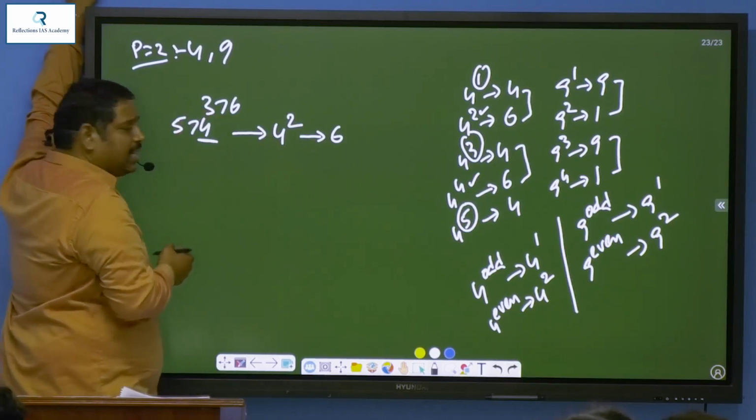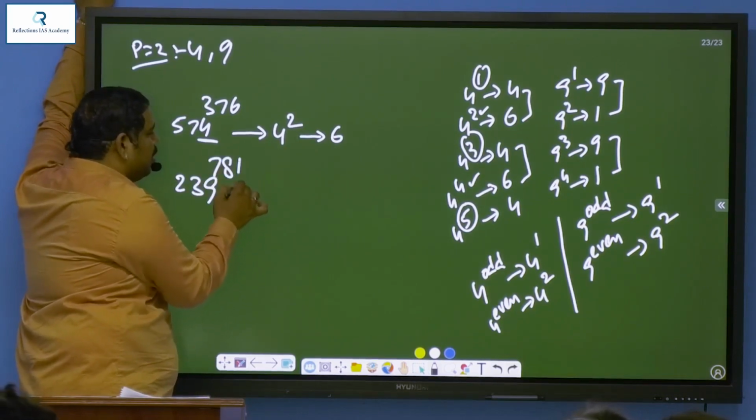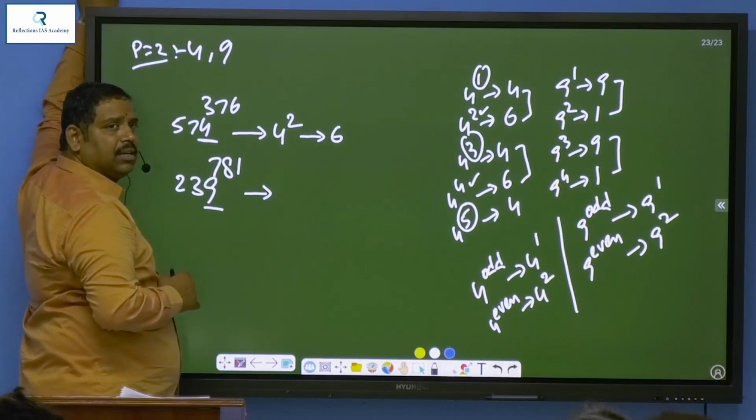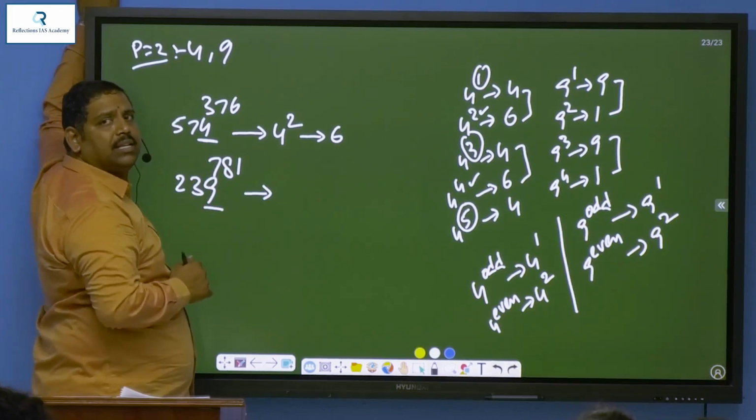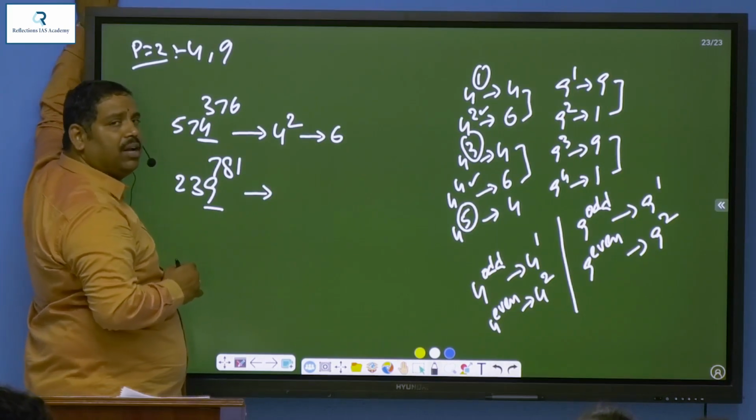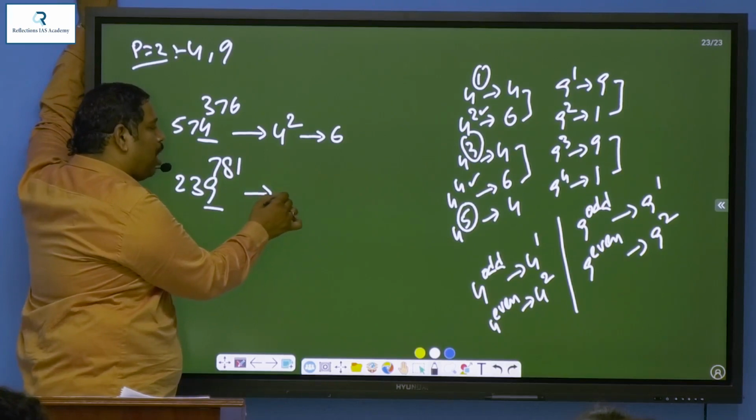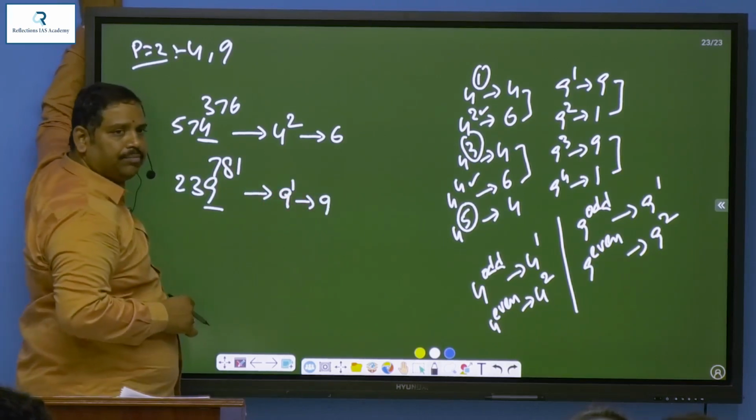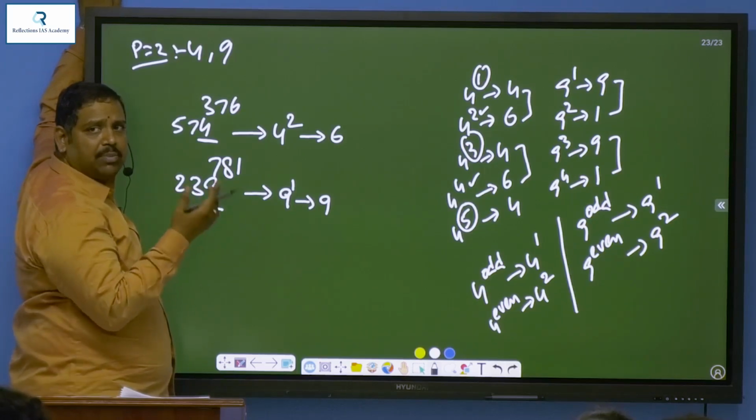Okay? Right, suppose he gave 239 power 781, units place is how much? 9. 9 means periodicity is 2. 2 means we have to verify whether the power is even or odd. Okay, power is odd. 9 power odd means units place will be 9 power 1, that is equal to 9. Understood? If it is clear, I will go to the next periodicity.